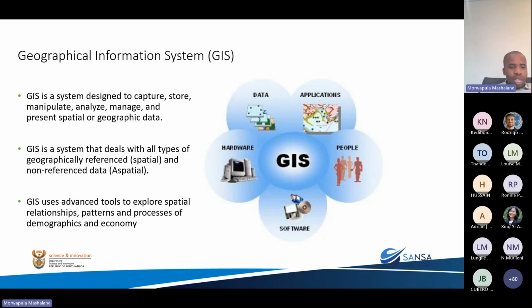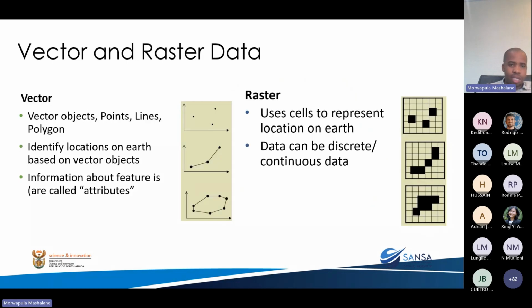Usually GIS uses advanced tools to explore spatial relationships, patterns, and processes of demographics and the economy at large. When you talk about tools, we talk about decision support tools. You can look at Google Earth as one of your decision support tools. It helps people. Let's say I'm lost and I need to know the distance to a particular area. Then I will tap into that GPS and it will give me direction. Those are the kind of decision support tools that we get from the integration of remote sensing and GIS.